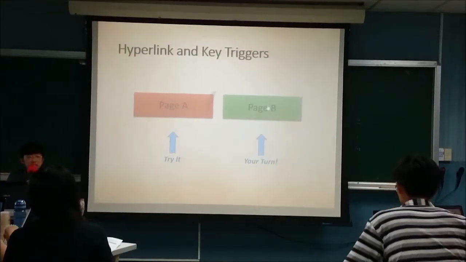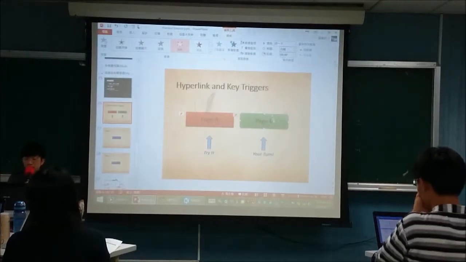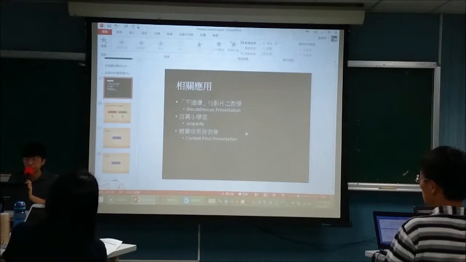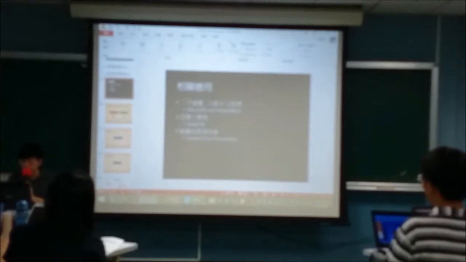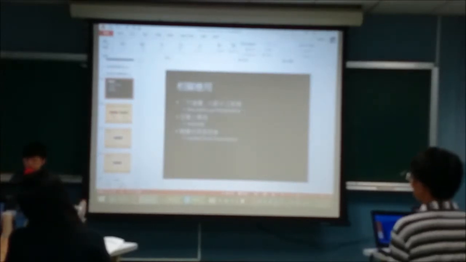Now, after clicking this button, we can make it disappear. And why do we need this? This is because, for example, in the Jeopardy games, we need to make the key disappear after we press it. But how about if we want to link through other pages in a continuous presentation or during a contest final presentation? Because the judge may be asking you questions.